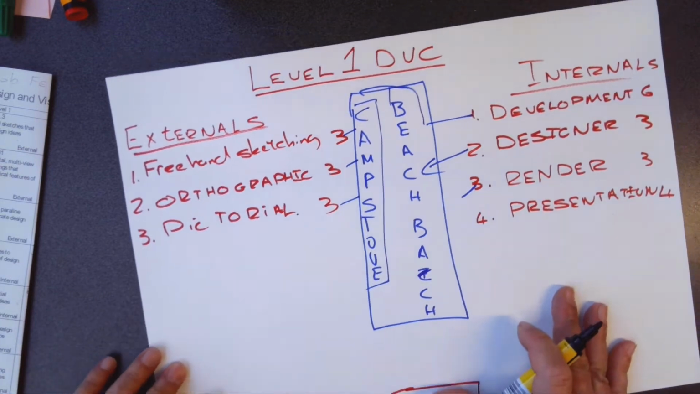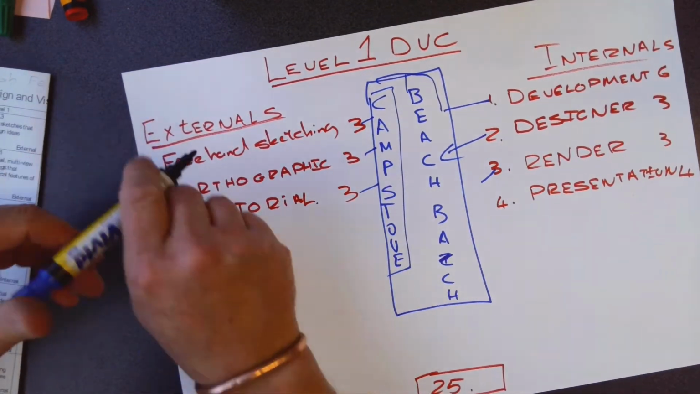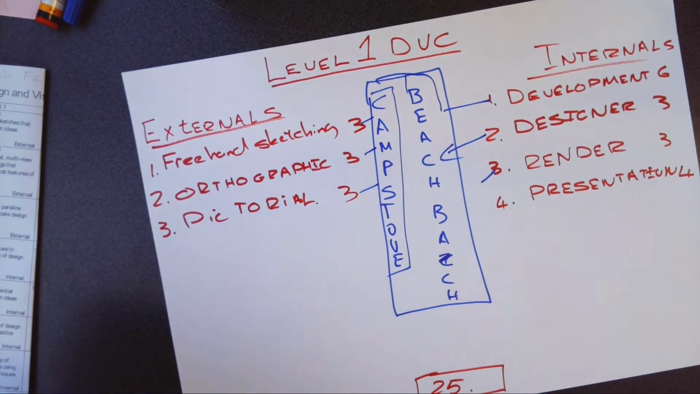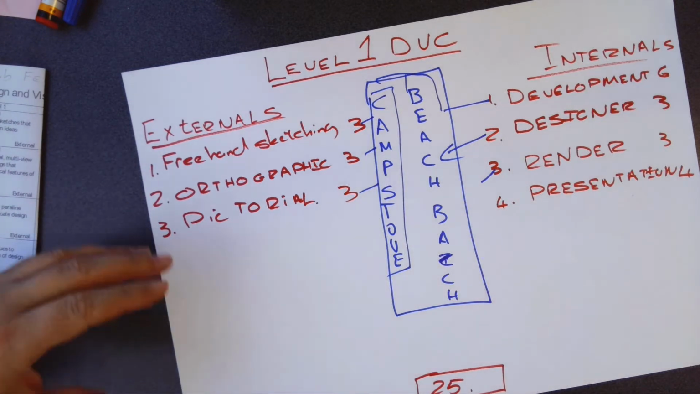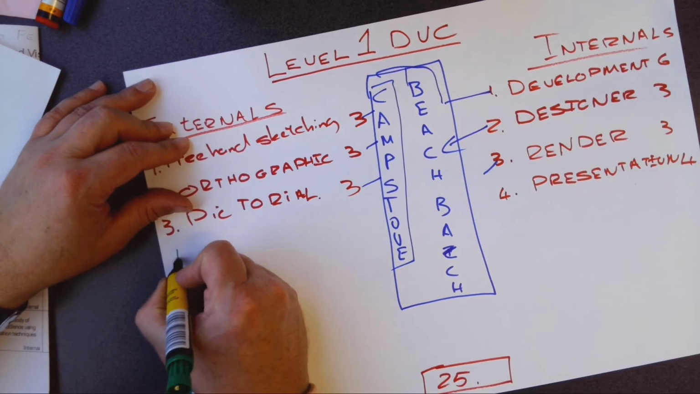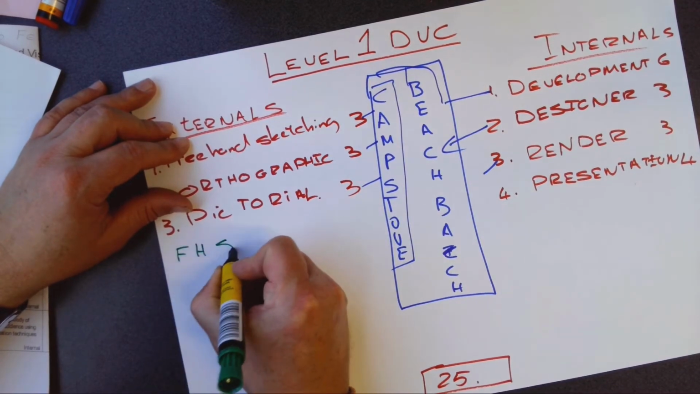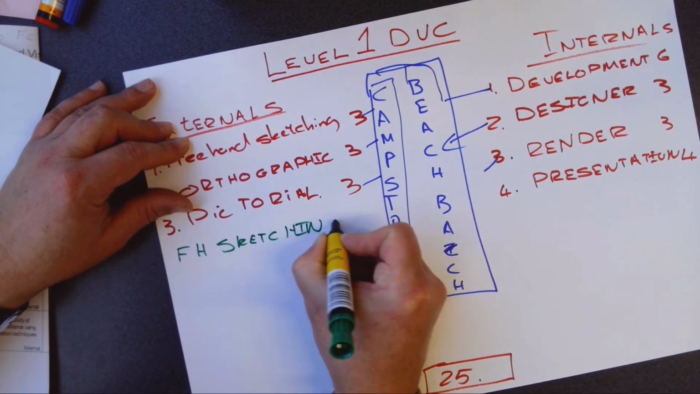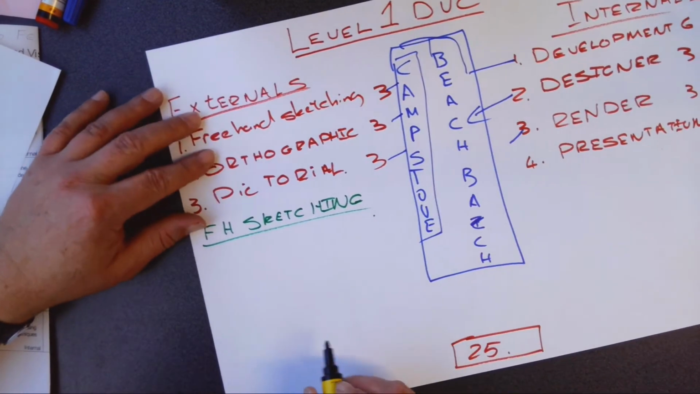Now, just want to talk about the freehand sketching quickly. So freehand sketching is exactly what it says. It's all the sketches that you do without the assistance of SolidWorks or any mechanical tools like a ruler or set square and stuff like that. So there's different types of freehand sketching.